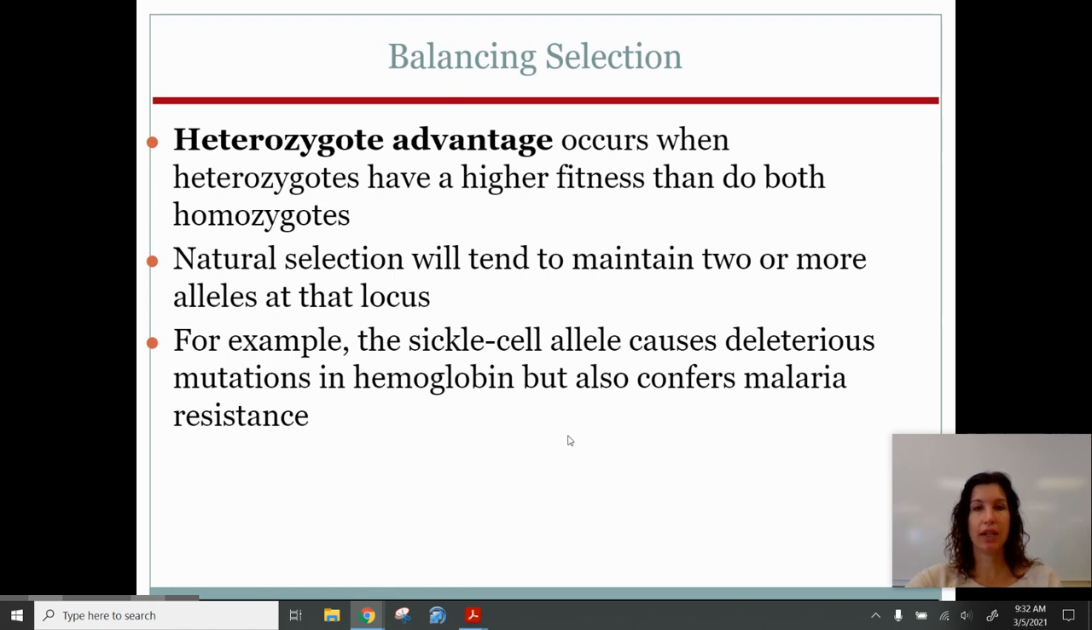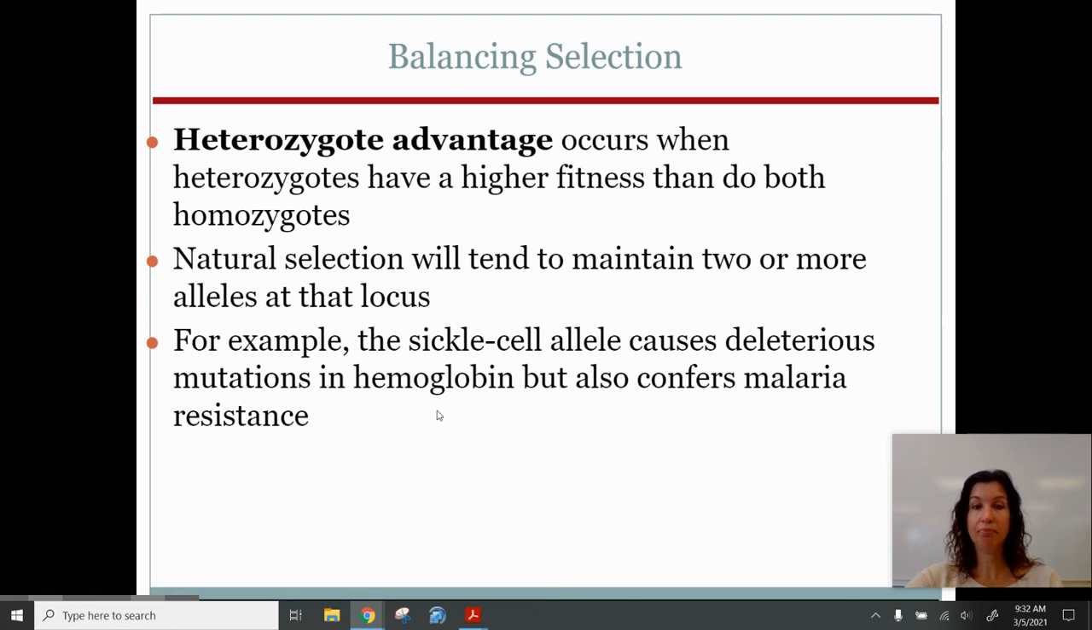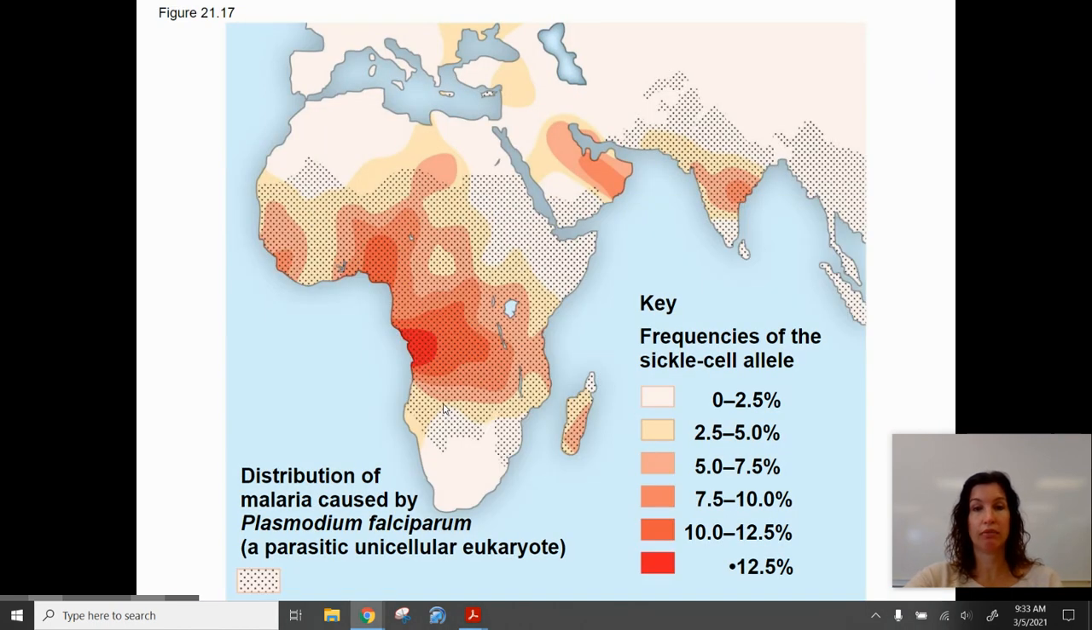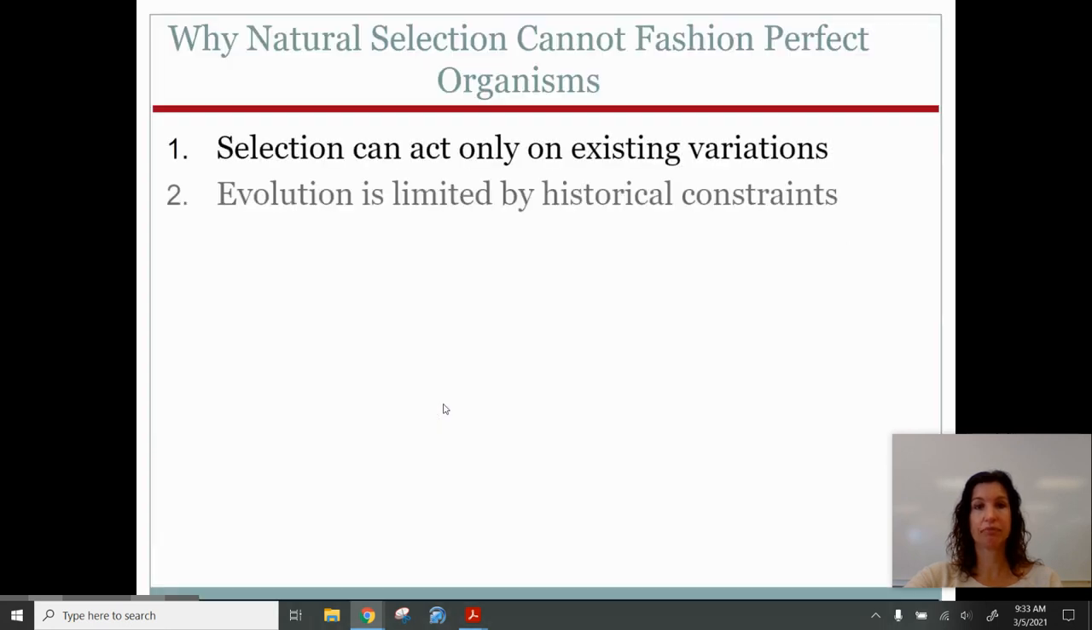There is heterozygous advantage that occurs when heterozygotes have a higher fitness than both homozygotes. An example here is the sickle cell allele, which causes a mutation in hemoglobin. If there's 2 alleles, that causes sickle cell disease. But if they're heterozygous, if they just have one allele, it actually helps those individuals be resistant to malaria. So there is an advantage there.